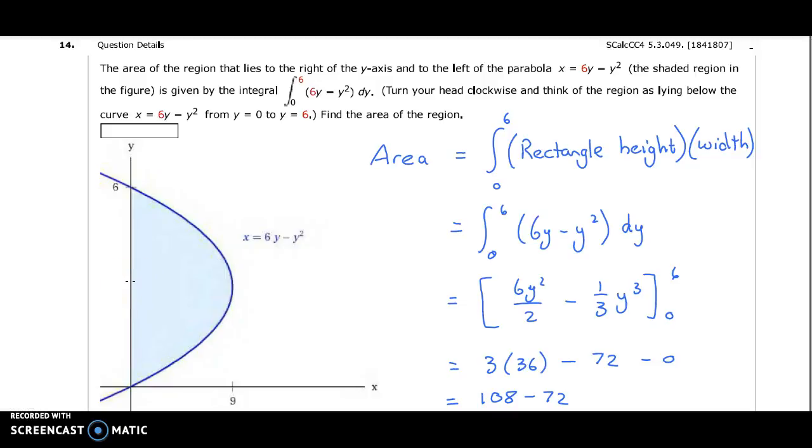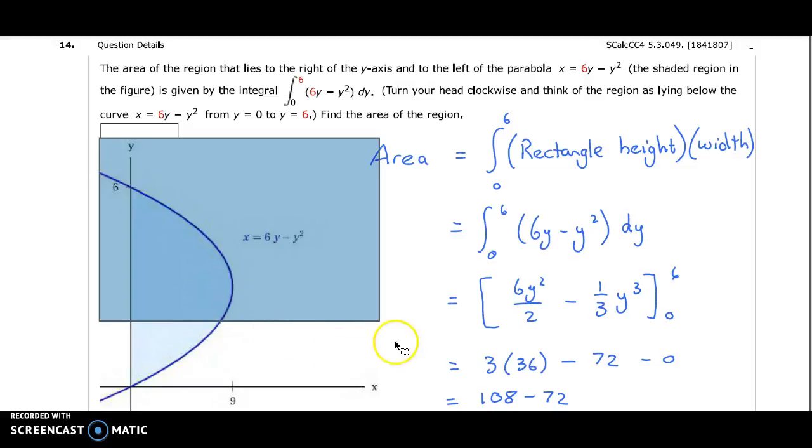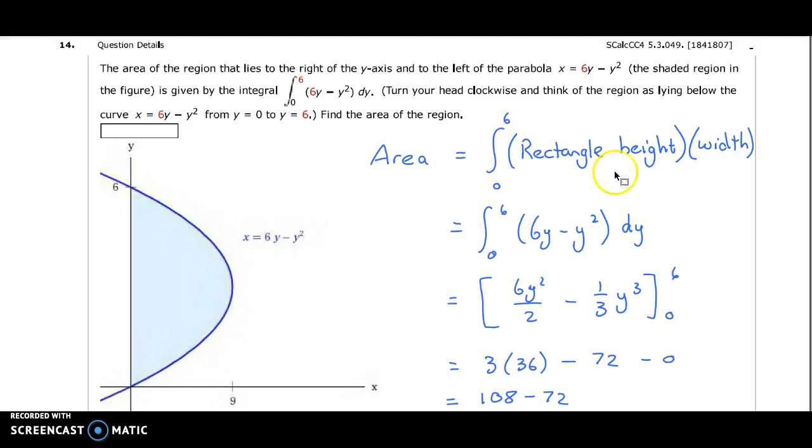Hi, in 5.3 question 14, we've got rectangles being drawn in a different orientation. So if I wanted to work out this area and split it into little rectangles, the width of each rectangle is now not a dx value, but a dy value. The thickness is along the y-axis, or the width if you like.